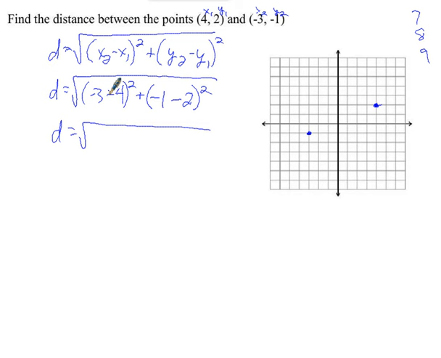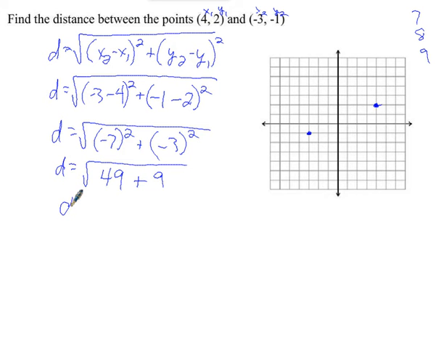Negative 7 squared. Yep, you're right. I'm just going to write it down, though. Plus, inside the second set of parentheses, what do I get? Negative 3. That's right. Squared. Okay, so now we have d equals square root. What is negative 7 squared? Positive 49 plus 9. And what is 49 plus 9? So we have the square root of 58.